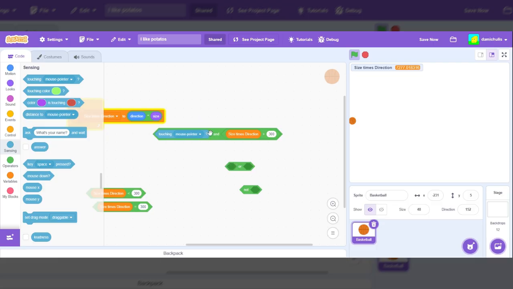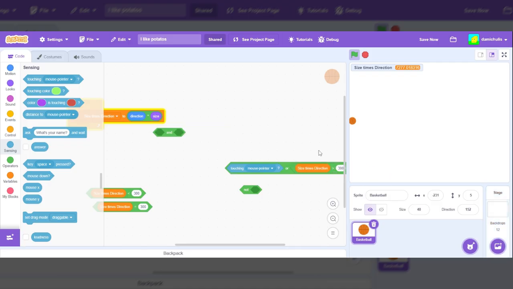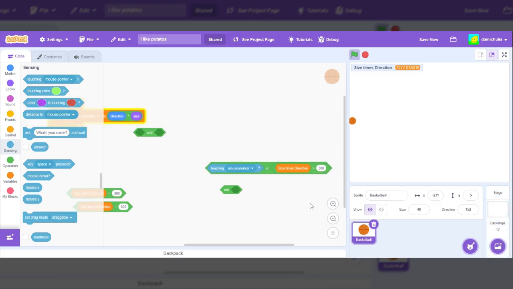And there's or. Is it either touching the mouse pointer or size times direction bigger than 300? It's like, if one is true, then I'll say it's true. If both are true, I'll say it's true. But if both are false, then I'll say it's false. So that's true because size times direction is bigger than 300, even if it's not touching the mouse pointer.